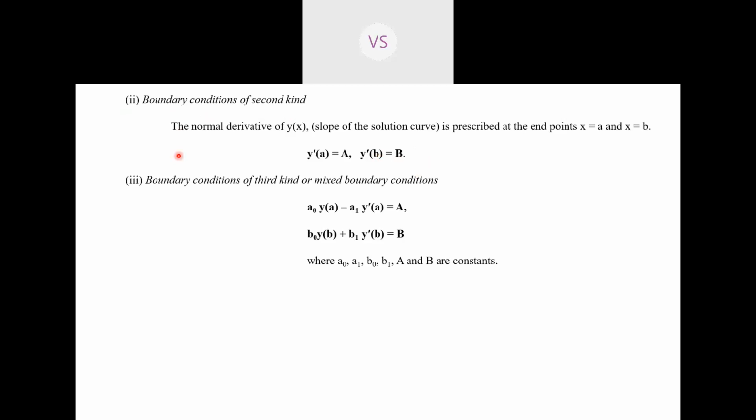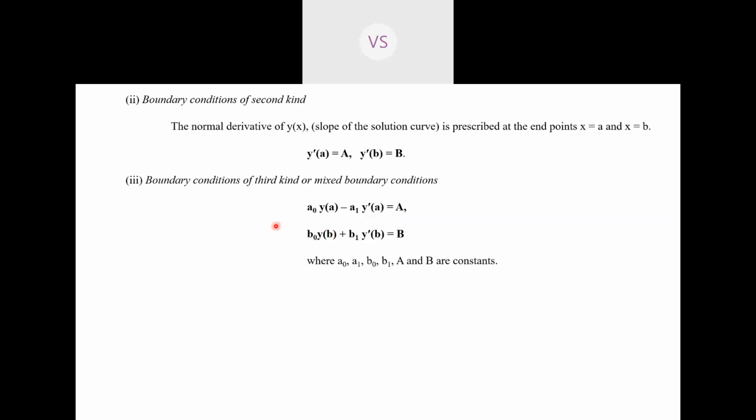Now the boundary condition of the third kind, also known as mixed boundary conditions. You can see here, a0 y minus a1 y' is equal to A, and b0 y plus b1 y' is equal to B, where a0, a1, b0, b1, A and B are all constants. So this type of mixed condition will be given to you. The value of y and also the derivative or slope value will be given, and you have to find the solution.